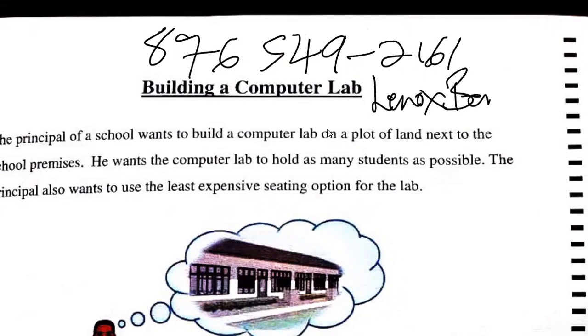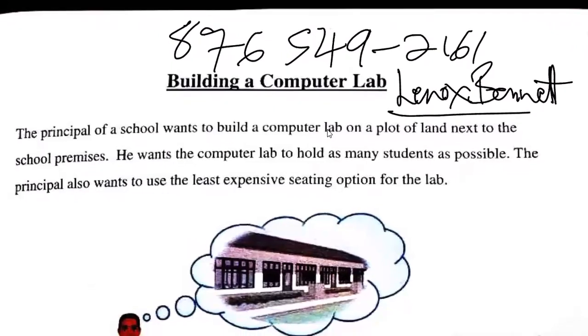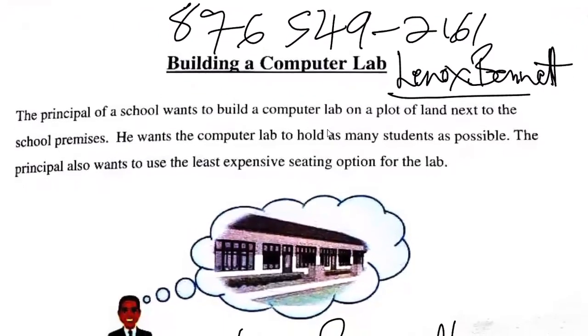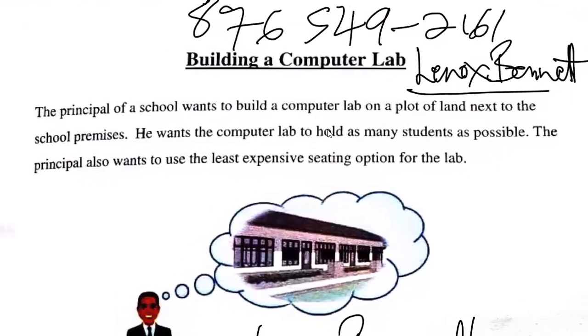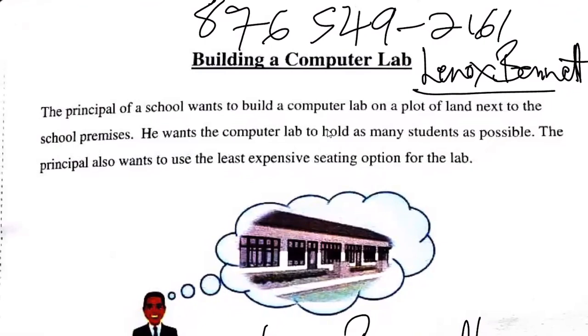Let's go. It says building a computer lab. The principal of a school wants to build a computer lab on a plot of land next to the school premises. He wants the computer lab to hold as many students as possible. The principal also wants to use the least expensive seating option for the lab. All right, so that is our task to go ahead and build a computer lab.